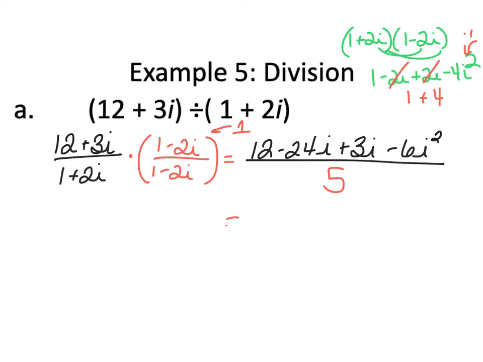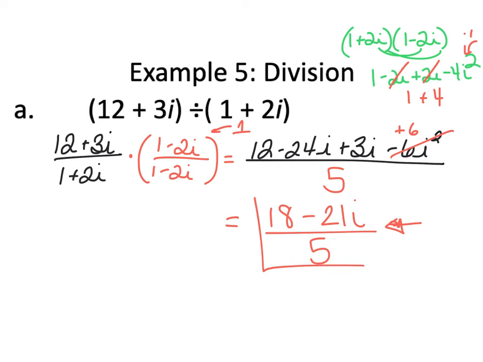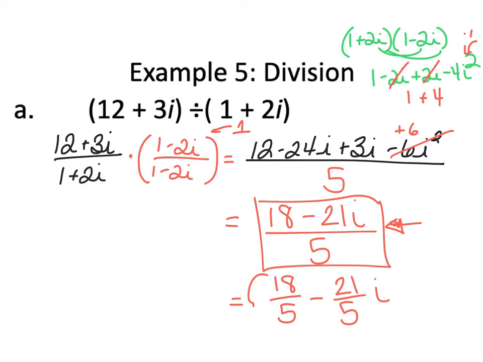All right, I still need to clean up this numerator a bit. So this last term I know is actually plus 6 because of that i squared. So I'm going to have 18 minus 21i over 5, which is not a bad way of writing your final answer, but you're also going to see this, truly by the definition of what a complex number is, as 18 over 5 minus 21 over 5 i. Okay?